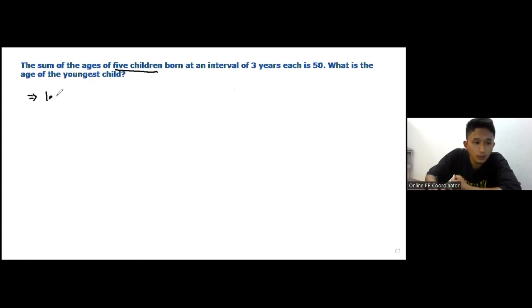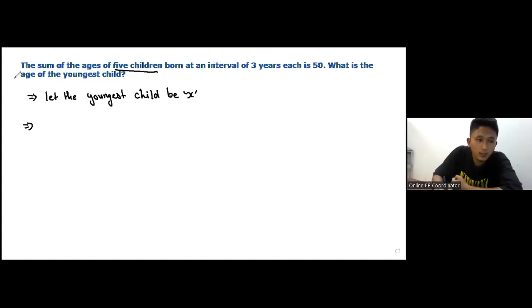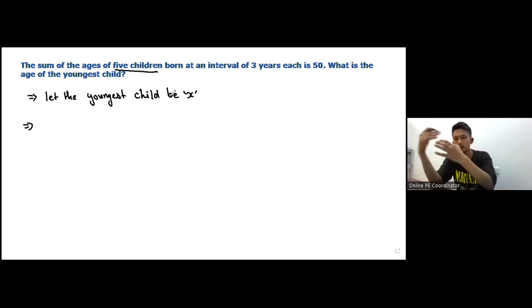So let the youngest child be x. The sum of the ages of 5 children born at an interval of 3 years each is 50, so the total of all the ages will give us 50.